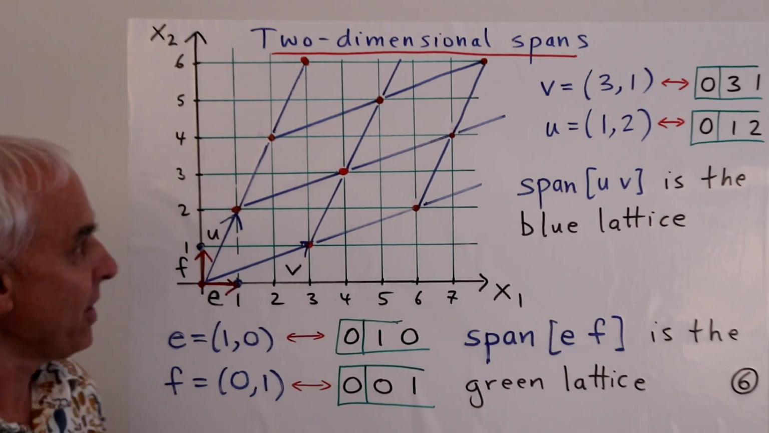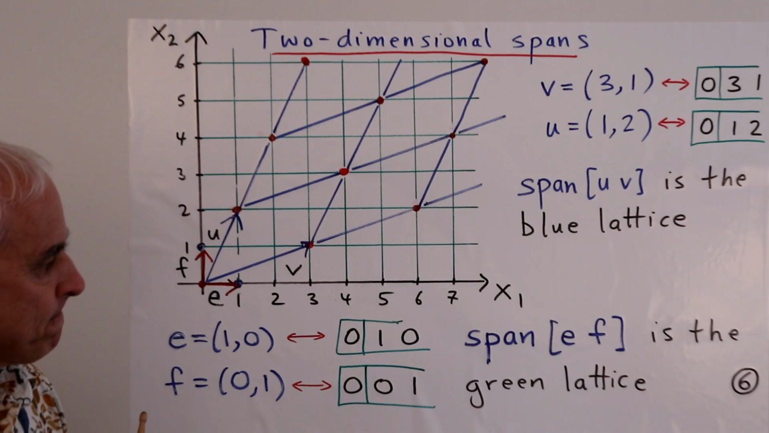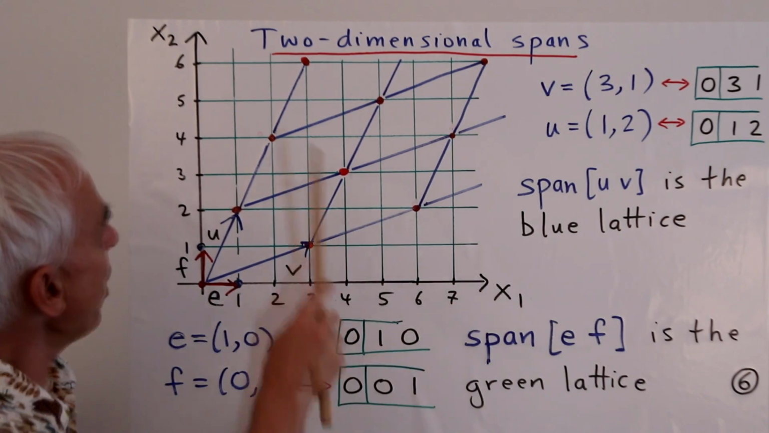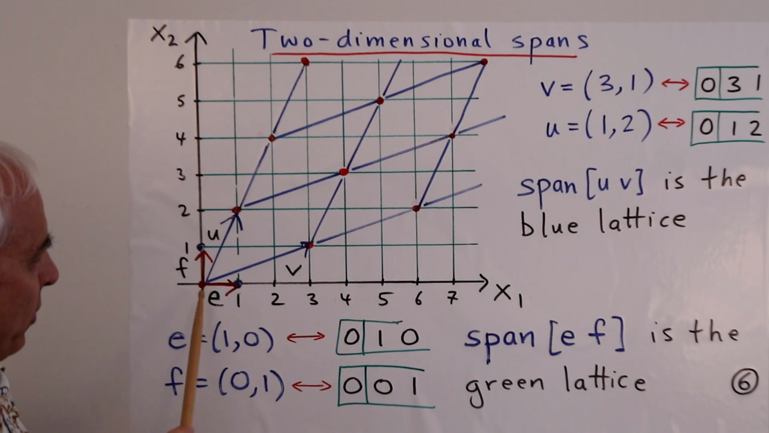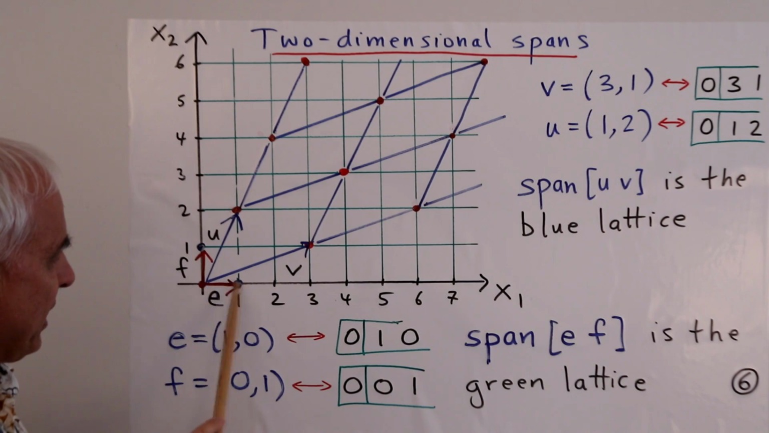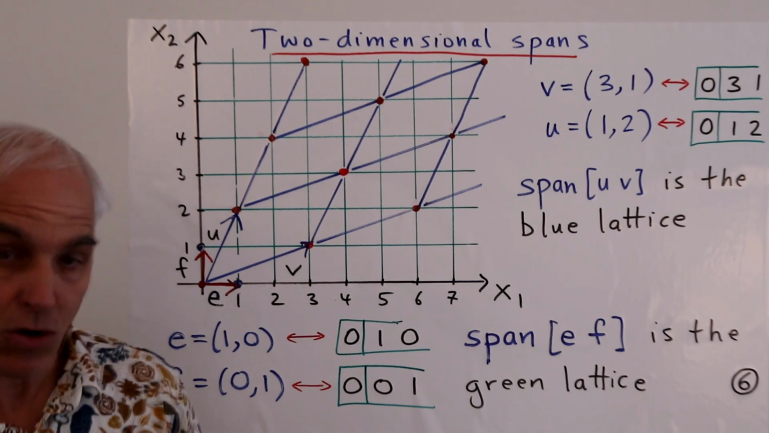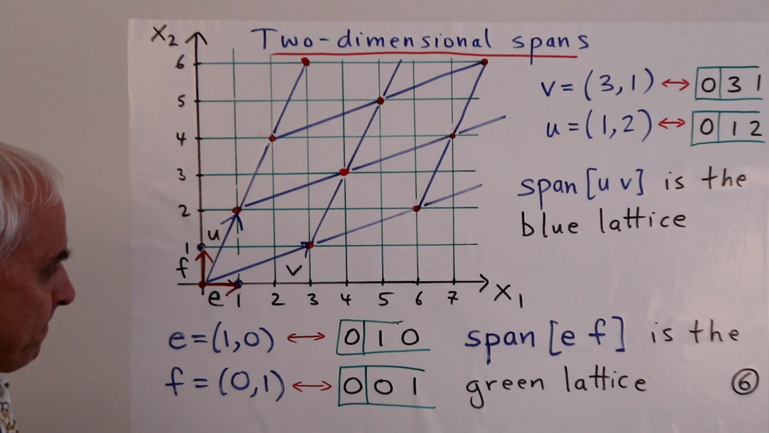All right, now let's have a look at a little bit of a richer situation in 2 dimensions. So we're going to look at some 2-dimensional spans. Here is our usual xy plane, but we've labeled it x1 and x2. Let's start with these 2 vectors, E and F, where E is the usual standard basis vector 1, 0, and F is the standard basis vector 0, 1.